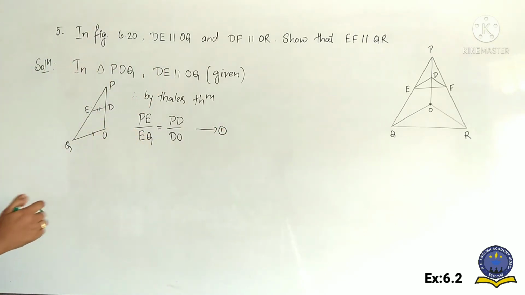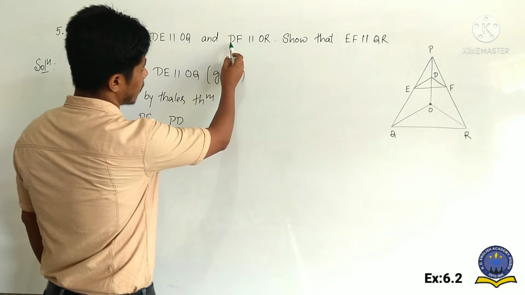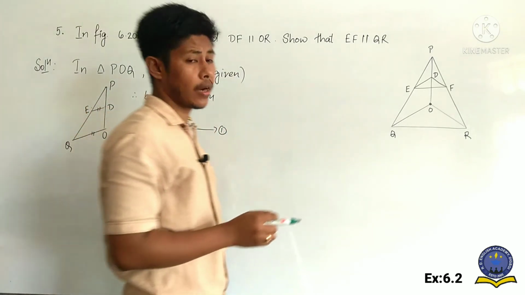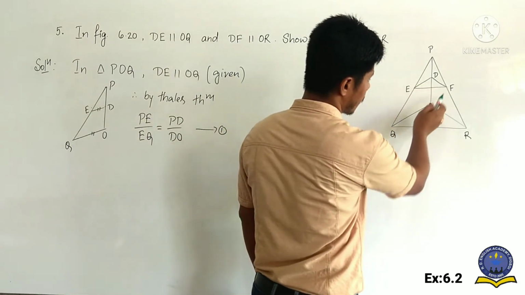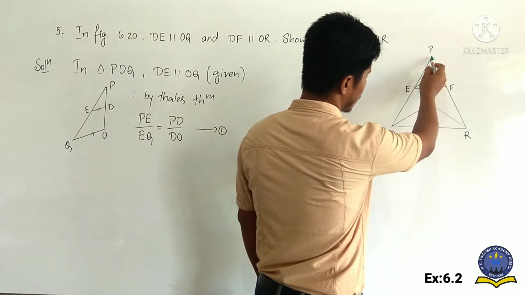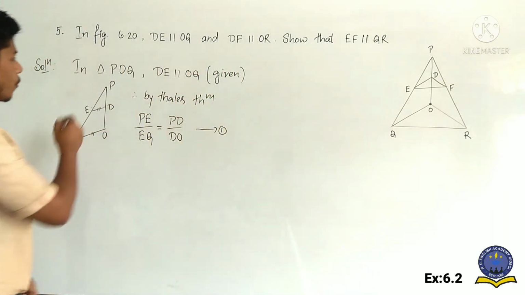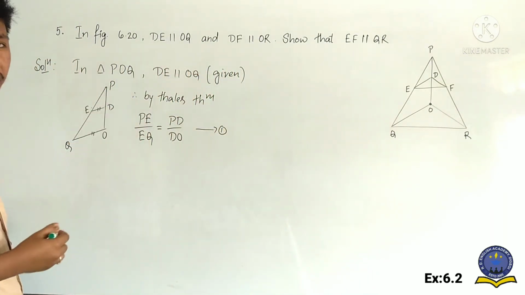Similarly, another pair of parallel lines is given here: DF parallel to OR. DF is this one, OR is this one. In this case we can easily consider the triangle POR, and the same process we have done in the first one, we have to apply the Thales theorem.